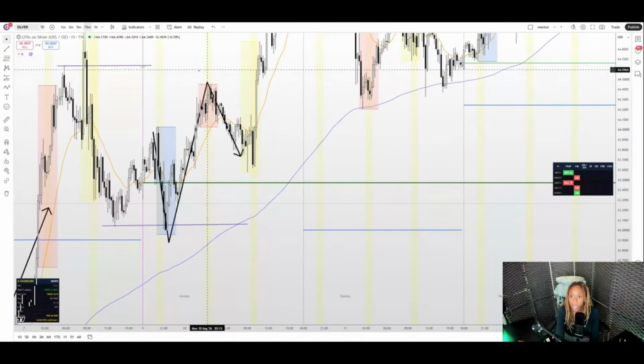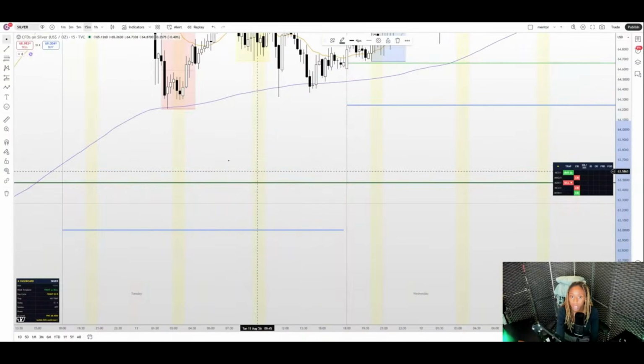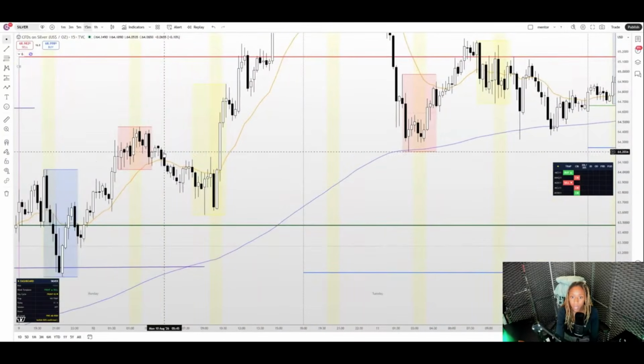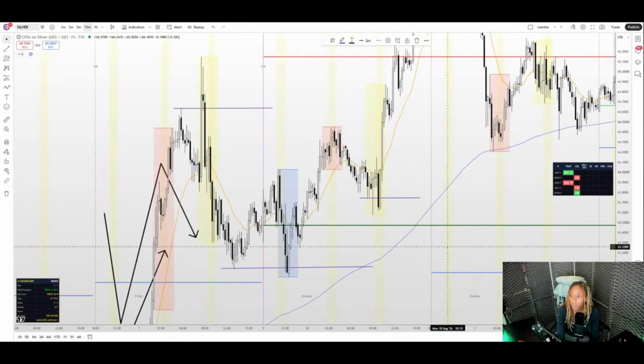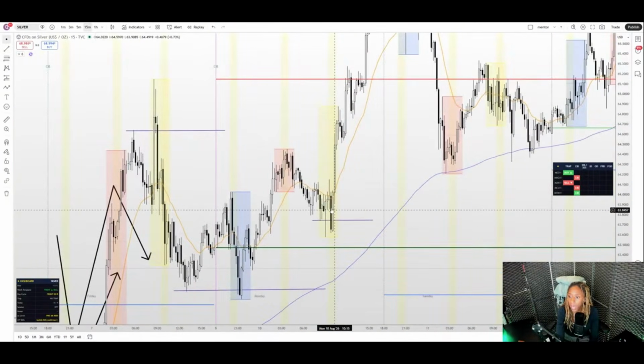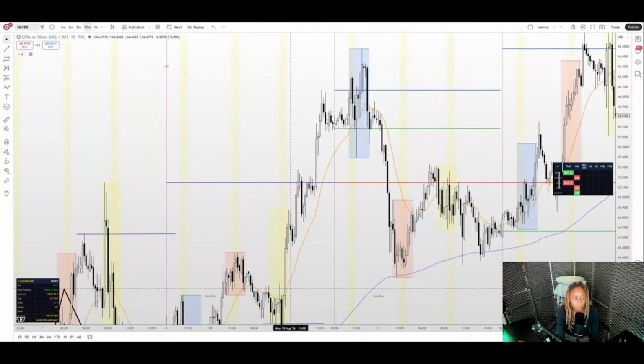Boom, higher high in London for a dump and pump. And guess what New York does? When it dumps after making this higher high, guess what it does? Fail at a low. Fail at a low, higher high, higher low, higher high, higher low, so on and so forth. That's all you have to do. 3 steps.